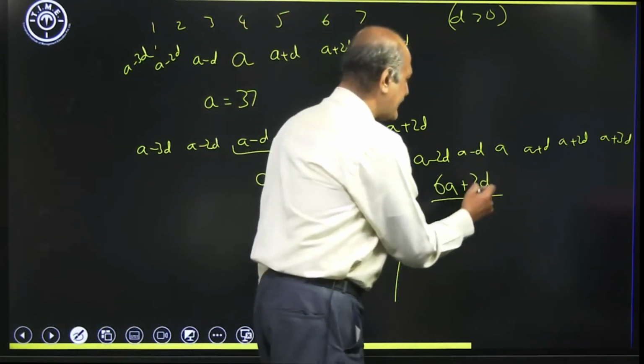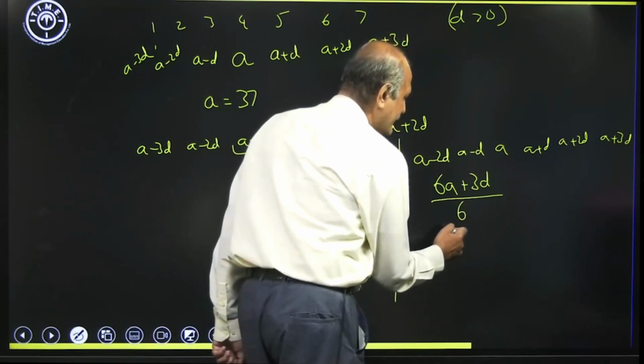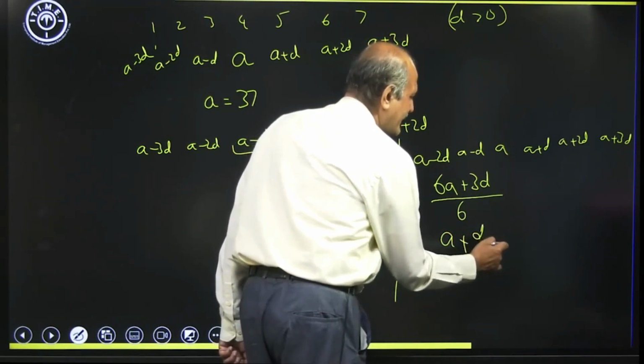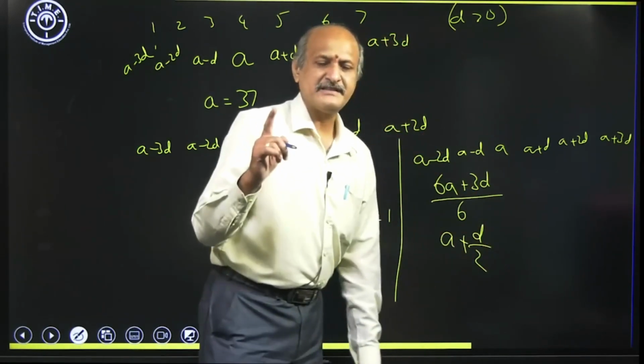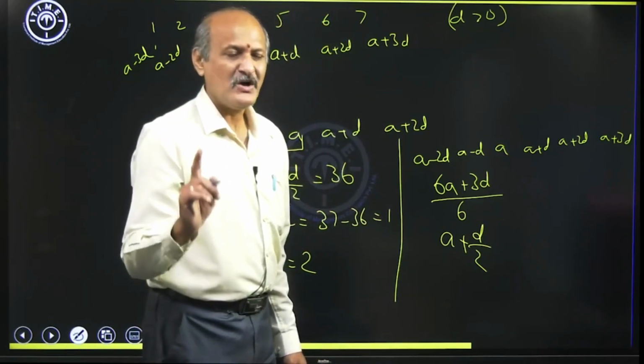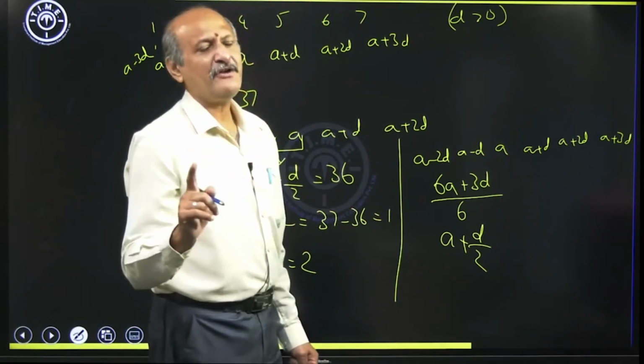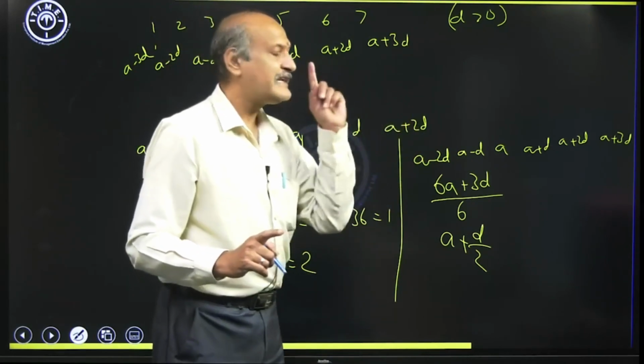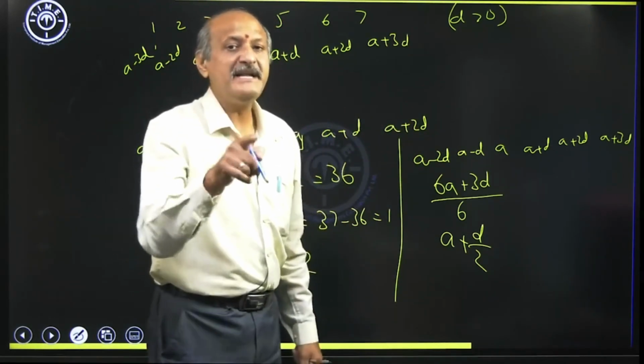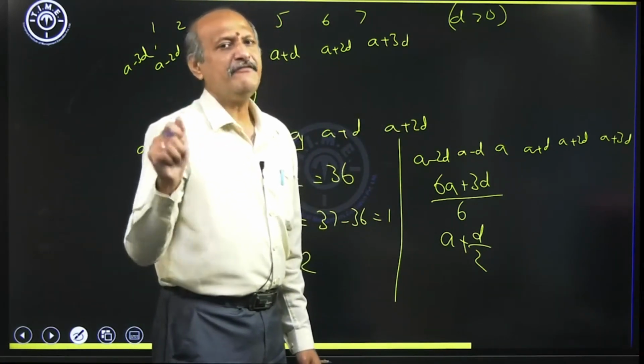Okay, 6a plus 3d, the whole divided by 6, gives me a plus how much? It is d by 2. You could do this using sum of observations by number of observations also. But okay, straight away you have to identify this one: if the numbers are in an arithmetic progression, the middle number will be the average. The median will be the average.